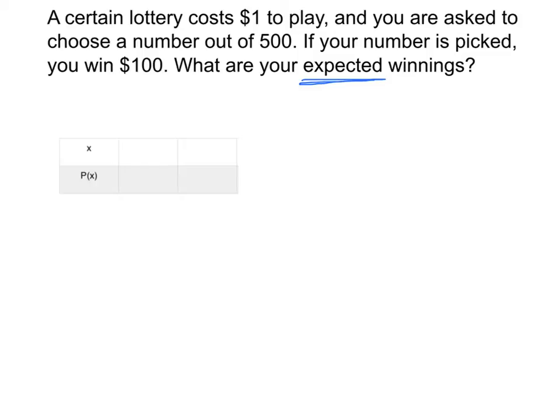But in order to find the expected value, you have to create a probability distribution chart. So as you can see, I have my chart here. I have my x's and I have my p of x, my probability of x. And we need to understand that x, in this sort of problem, would be the winnings, right? So x is what your winnings are.